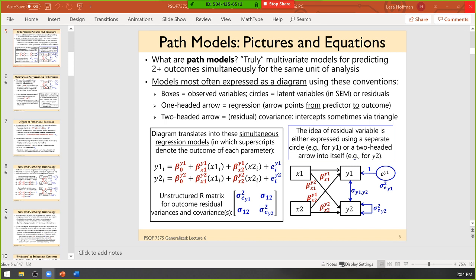Arrows matter in terms of directions. So what the arrow is pointing to is an outcome. Where it comes from is the predictor. So for instance, in slide 5 here, x1 is pointing to y1. That means that x1 is the predictor and y1 is the outcome. If you see an arrow that has two sides to it, that is a directionless association. That is just a covariance between the variables. And so they're allowed to be related without saying which is causing which.